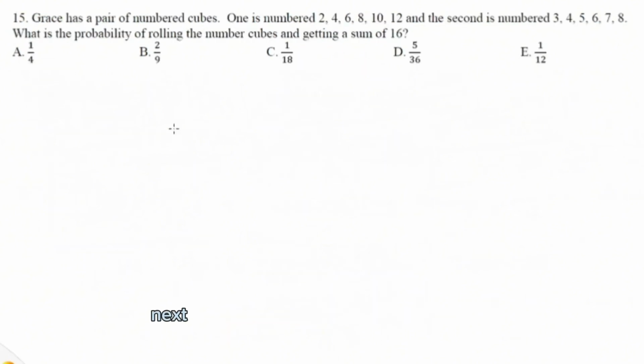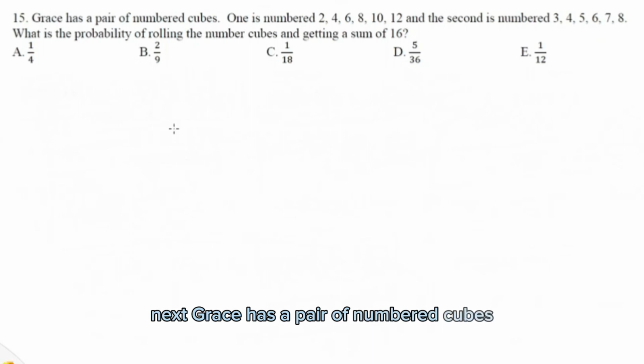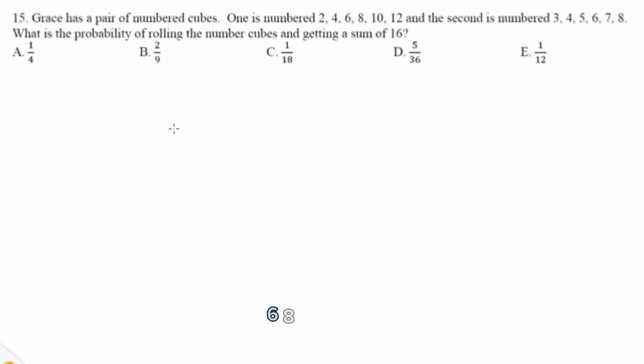Next, Grace has a pair of numbered cubes. One is numbered 2, 4, 6, 8, 10, and 12, and the second is numbered 3, 4, 5, 6, 7, 8. What is the probability of rolling the number cubes and getting a sum of 16?